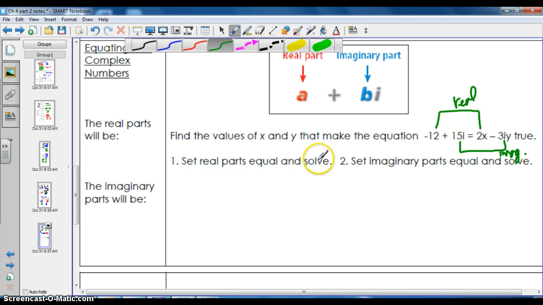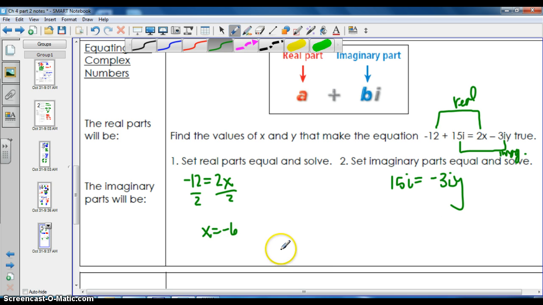So negative 12 equals 2x. And then over here, 15i equals negative 3iy. So to solve, we just divide by 2 to get x alone. So x equals negative 6. And then over here, we're trying to get y alone, so we divide by negative 3i on both sides. So the i's cancel. 15 divided by negative 3 is negative 5. And then we have that equal to our y.